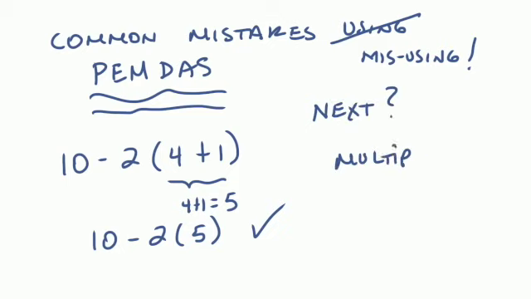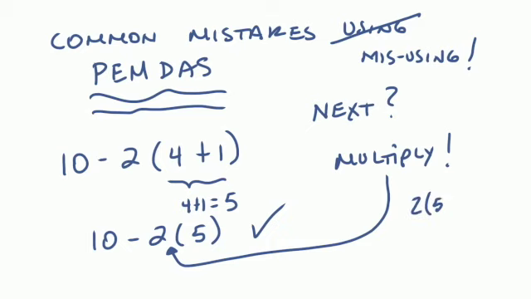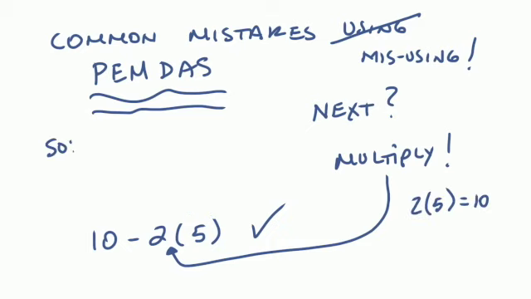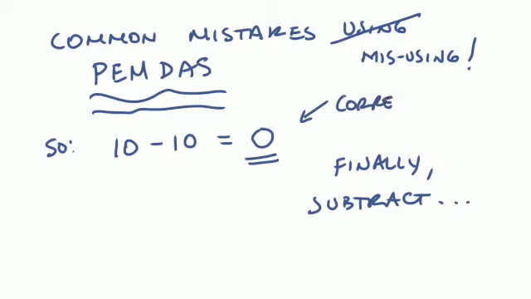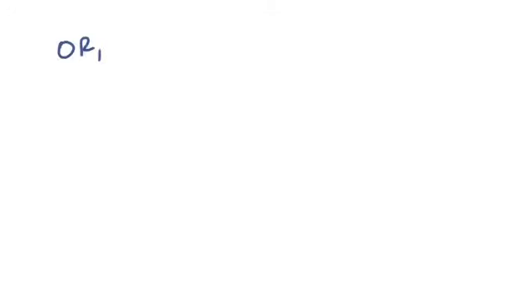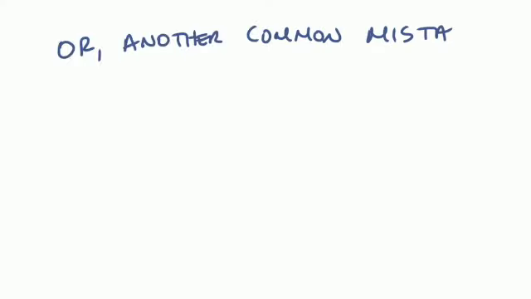What's next? Multiply, of course. So we do the 2 times 5, which is 10, and we end up with the expression 10 minus 10, which is, of course, equal to 0, the final answer, as we subtracted there as the last step. Another common mistake involves using PEMDAS incorrectly, and this is so common. Watch out for this one.